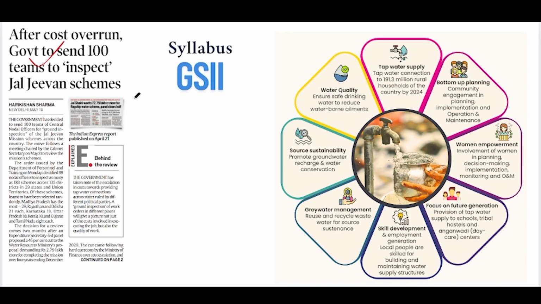The last article for today deals with the Jal Jeevan Scheme. After cost overrun, the government is to send 100 teams to inspect the JJ scheme. Now, it is extremely important both from the perspective of the prelims examination as well as the mains examination, especially in GS paper 2, where schemes and policies are important to be scrutinized. Today we are going to look at the basic features of this scheme. We will cover the issues being faced on the ground as and when these teams report back.